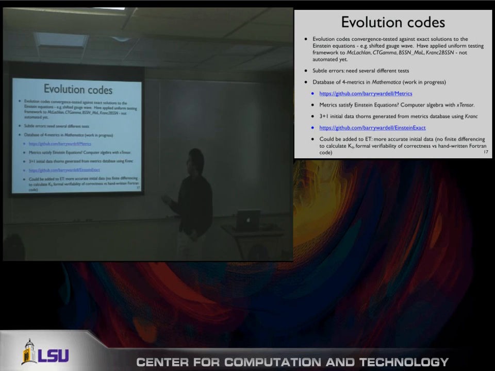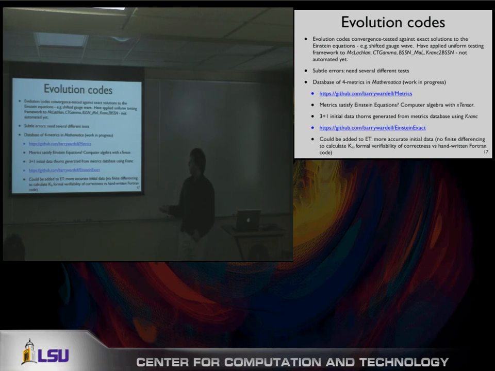Now that we have a mathematical representation of the metrics, we can actually generate code from these. We have a code generation package called Kranc, and we've written something which takes this metric database. It does a 3+1 decomposition, which is what you need in order to do a numerical evolution. And it computes initial data thorns, initial data modules in Cactus, for any metric in this database. We have a Cactus arrangement called EinsteinExact, which has these thorns in it.